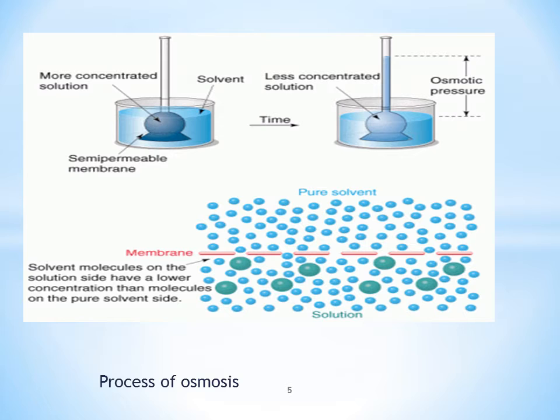When this beaker containing a solvent and inverted funnel with more concentrated solution is kept for some time interval, it is observed that the level of the solution inside the inverted funnel increases. It indicates that the less concentrated solution enters into the inverted funnel through a semi-permeable membrane which contains a higher concentrated solution. It shows that the process of osmosis has occurred.